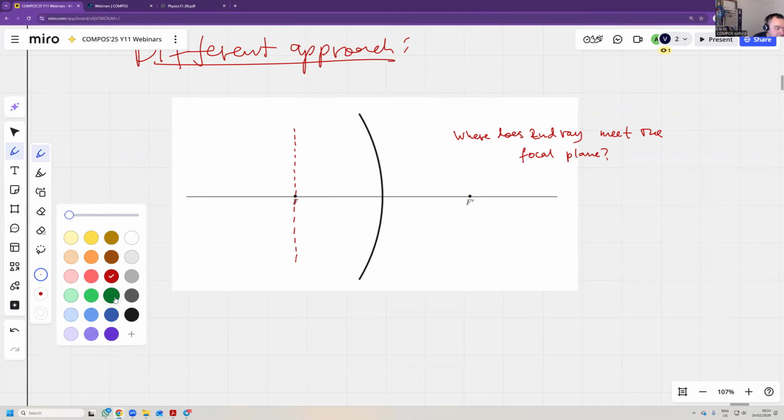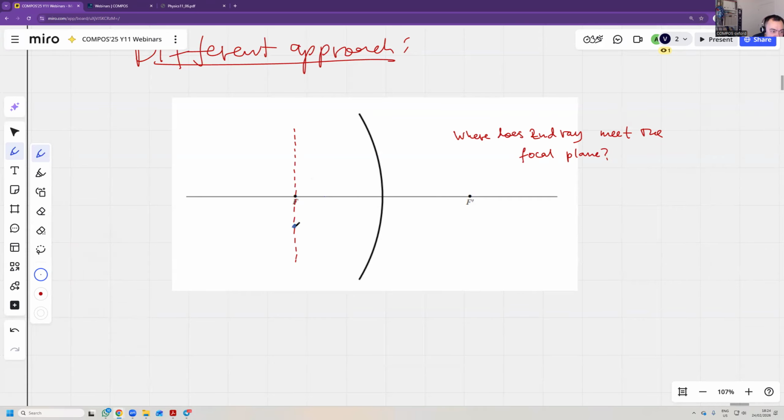That's the question we're trying to answer. And let it be at point X, and let this distance be Y. Right, so the ray travels here, hits the mirror at point X, and reflects into this. And we know that this angle is alpha, and this angle is alpha plus 2 beta.